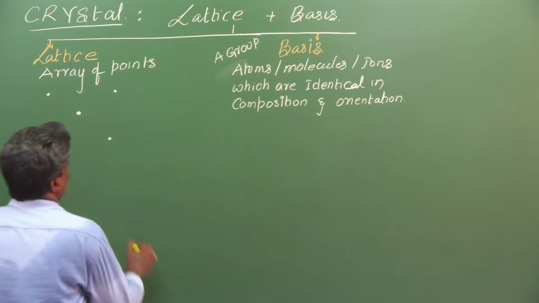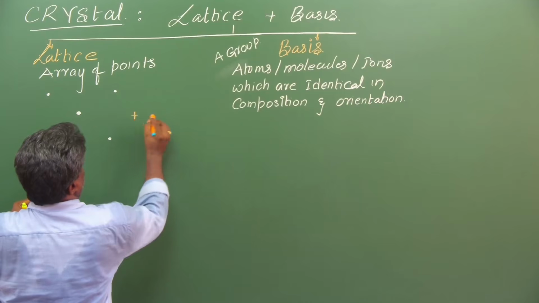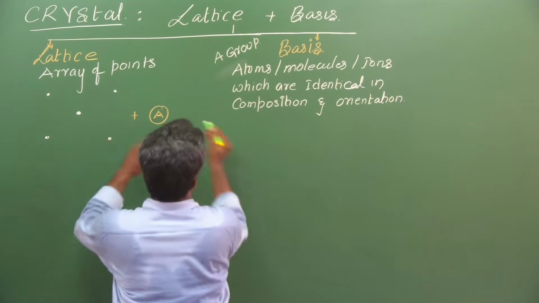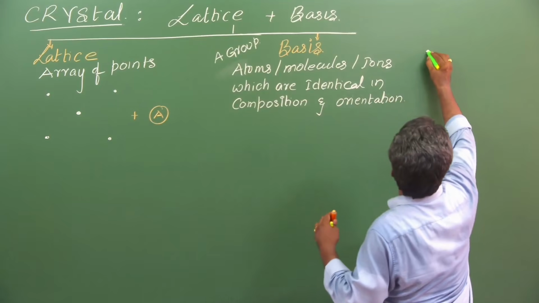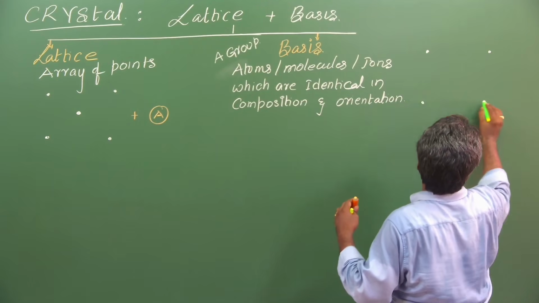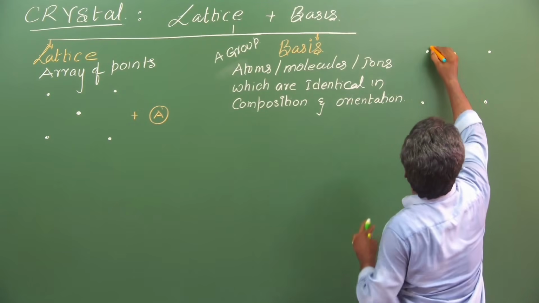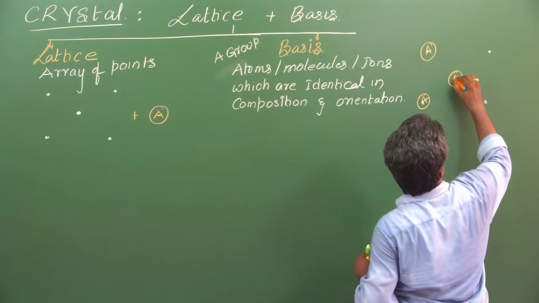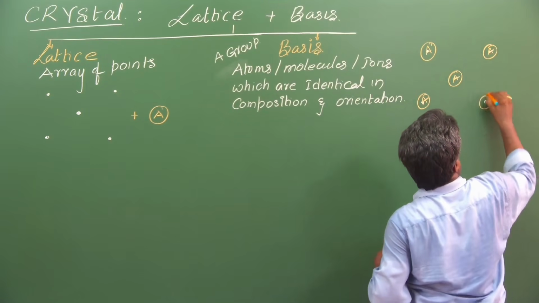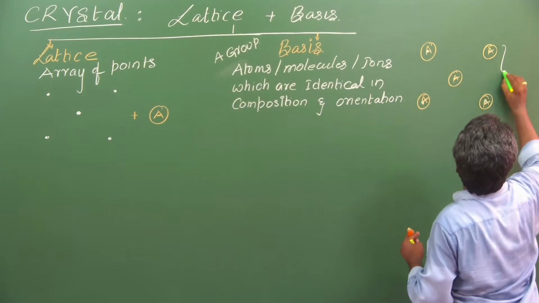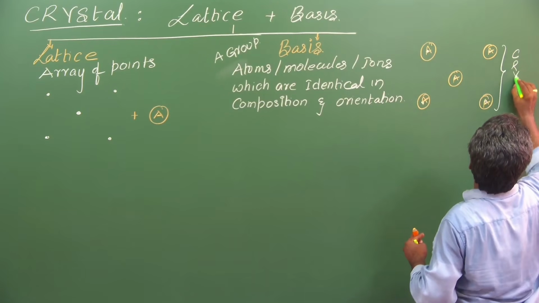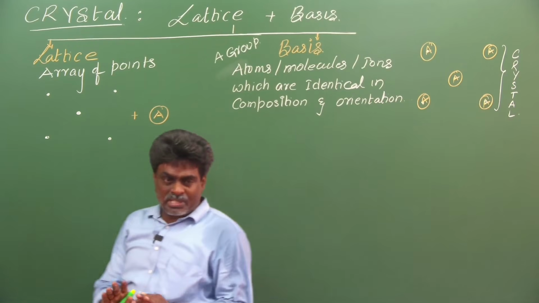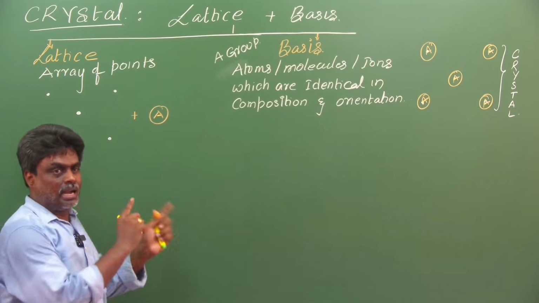Wait a minute. Now I am taking plus, this is the basis I am taking. Then if you combine this, what you will get? So earlier lattice, and at each lattice point we have an atom. So then it becomes what? A crystal. That's it. So crystal means simply a combination of lattice and basis.